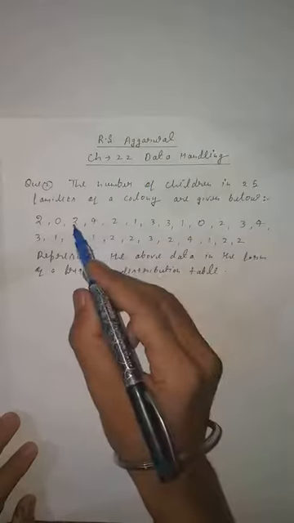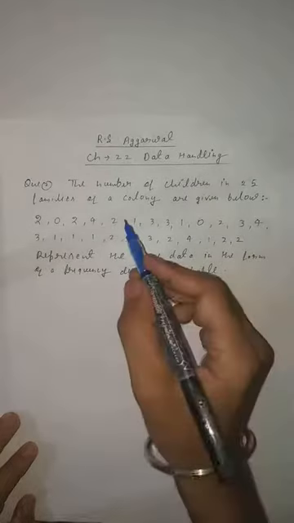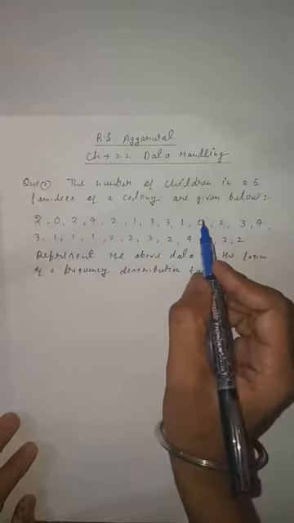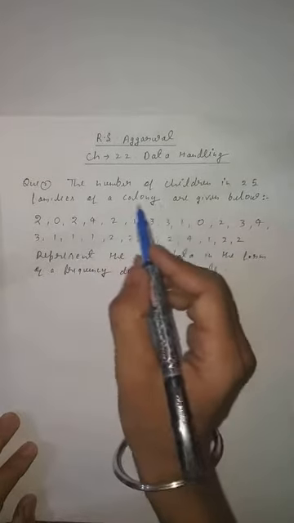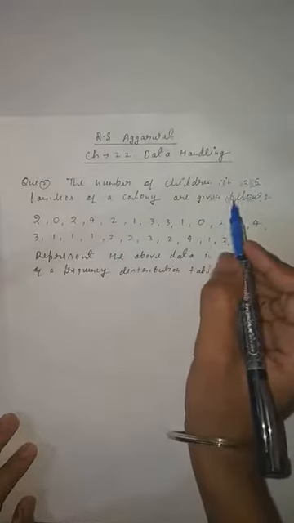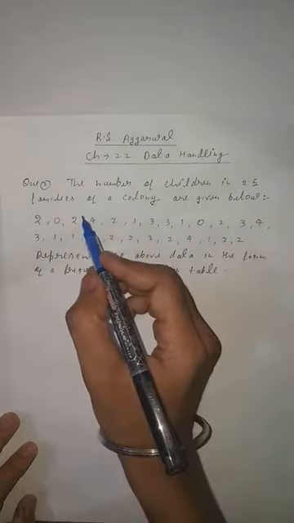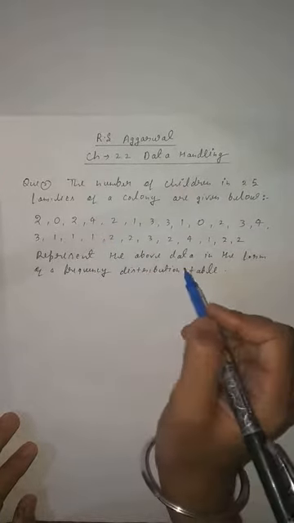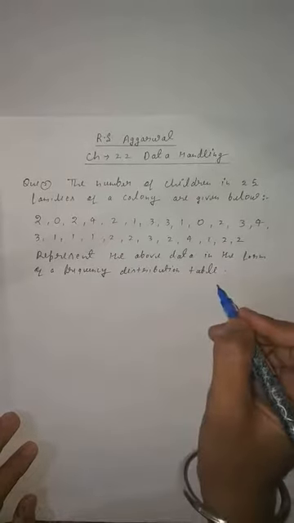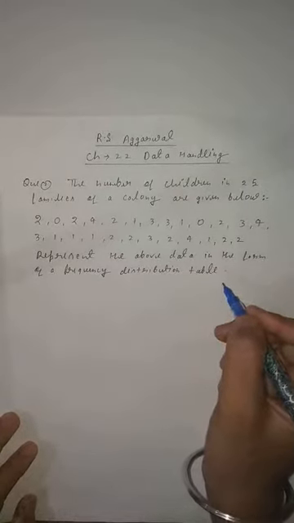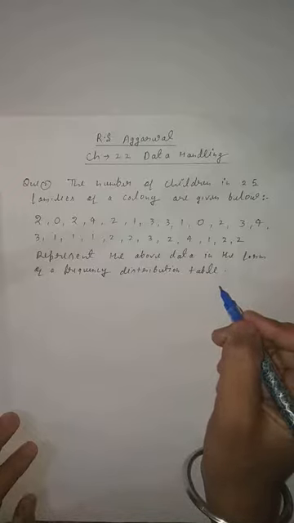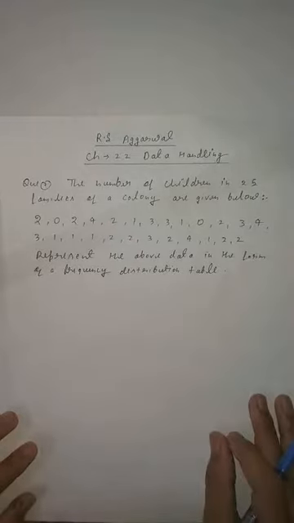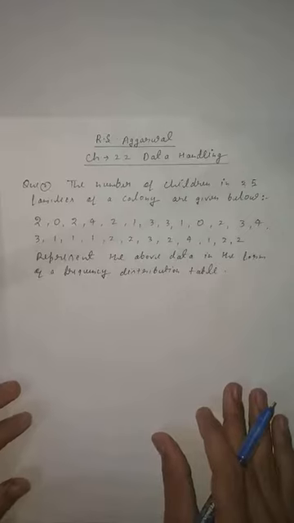I took question number 2. What is given? The number of children in 25 families of a colony are given below. In a colony, 25 families are living, and the number of children is given. Represent the above data in the form of a frequency distribution table. It means you have to represent it in tabular form, which you know very well. So you have to make the tabular form.